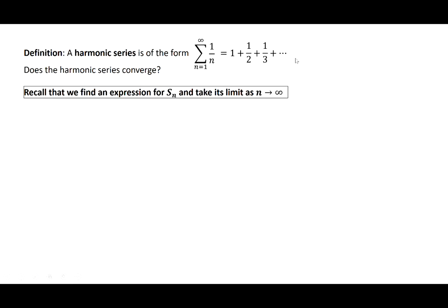plus 1 over n. There is no formula. If you can find one, man, you can publish a paper. Especially if it looks simple, even better. But there is none that I know of, at least. So here is how we will try to answer that question.